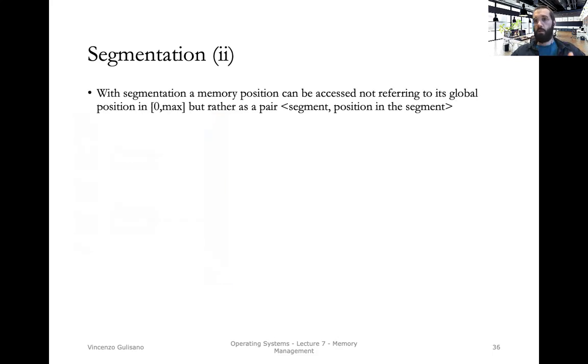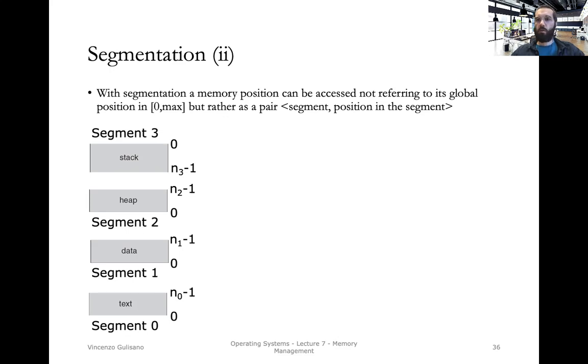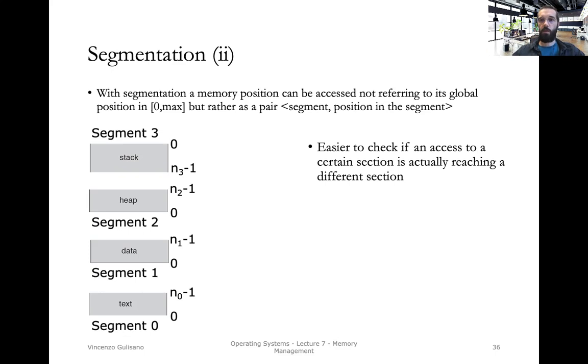Well, with segmentation, the idea is that instead of keeping a single pair of where the process starts and what is the limit, we keep a certain number of these pairs, one for each segment. And a segment is just one portion of the process, which could be one of the different parts. So we can say that we have 4 segments, one for the text, one for the data, one for the heap, one for the stack. They are numbered 0 to 3. And now for each such segment, we have the first physical address and the limit, okay?